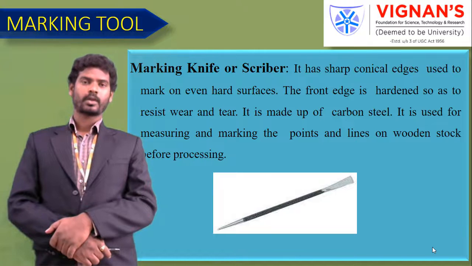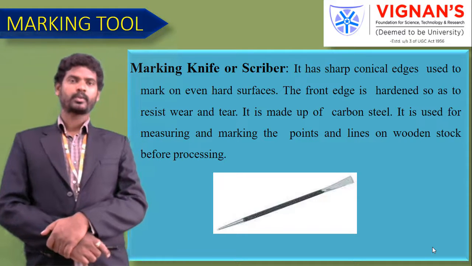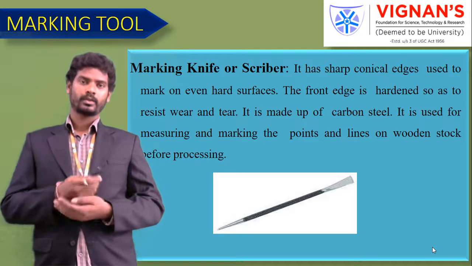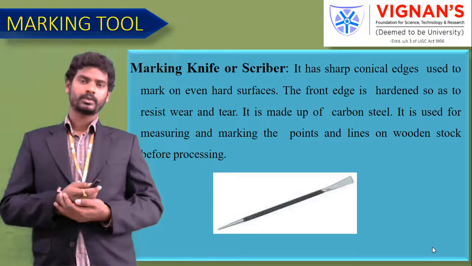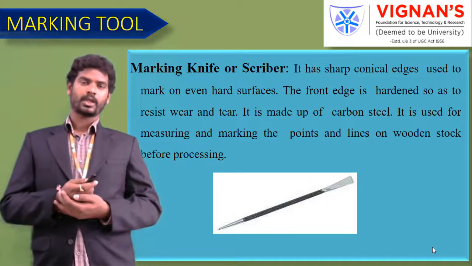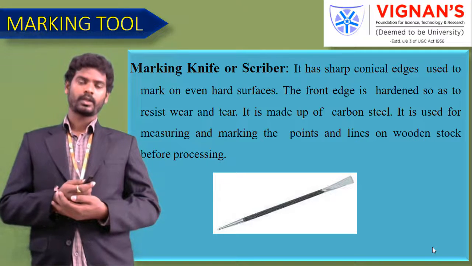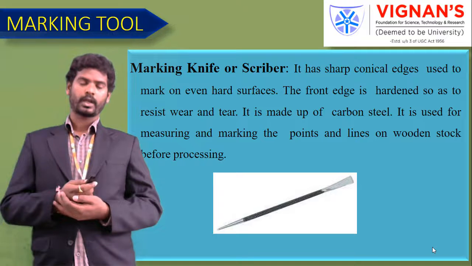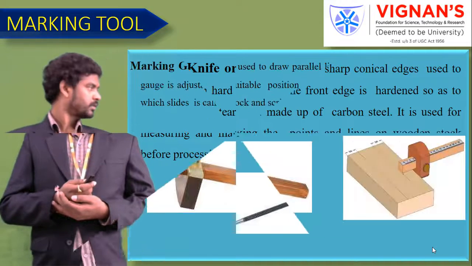Next one, marking knife or scriber. Marking knives are used to convert the pencil lines drawn on the wooden surface into deep scratch lines on the surface. By using measuring tools, we draw a line with a pencil. Those lines will be highlighted by the marking knife. They are made of steel with a sharp point at one end and a flat blade at the other end.